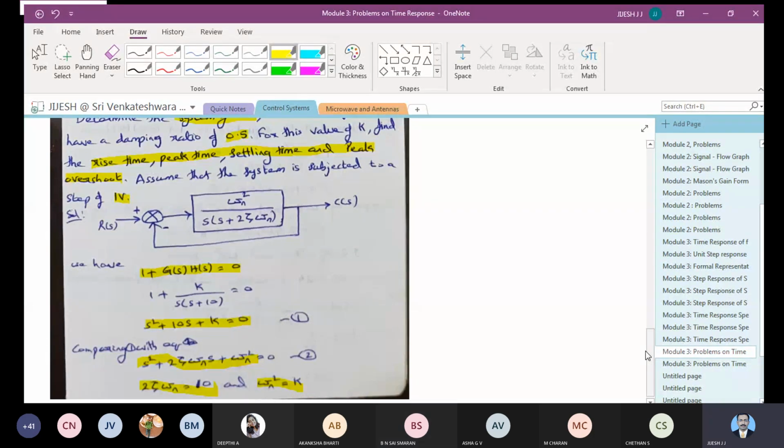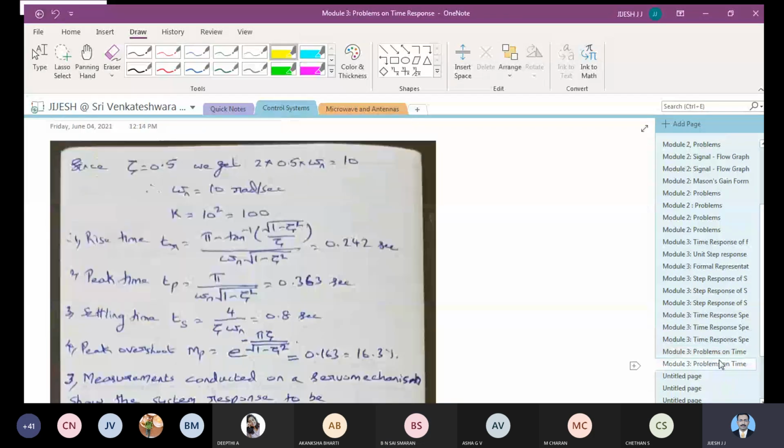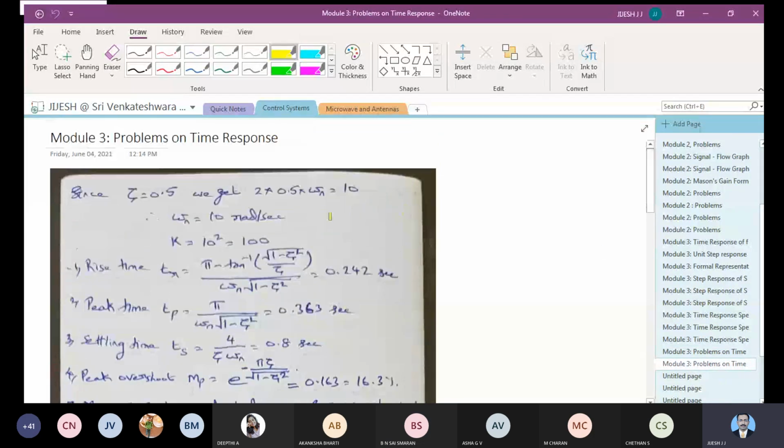Deepti, you are there? Sir, 100. Yeah, Sai, tell me, any one of you. 100, sir. Okay, so you have used the damping ratio of 0.5, no? Yes, sir. Yeah, 100 is correct. So you can do that. The damping ratio is 0.5, so it is 2 into 0.5 into omega n equal to 10. You get omega n as 10 radians per second. So k is 100 you will get.